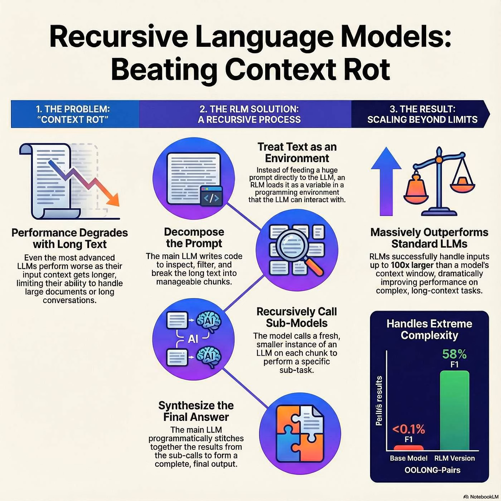So we should talk about the performance because this isn't just a theoretical improvement. The results are pretty dramatic. Okay, let's hear it. On a benchmark called OolongPairs, which is incredibly dense, the base models just failed catastrophically. We're talking F1 scores below 0.1%. So basically zero. They couldn't do the task at all. Not at all. But when you take those same models and put them inside the RLM framework, the score jumps to as high as 58%.